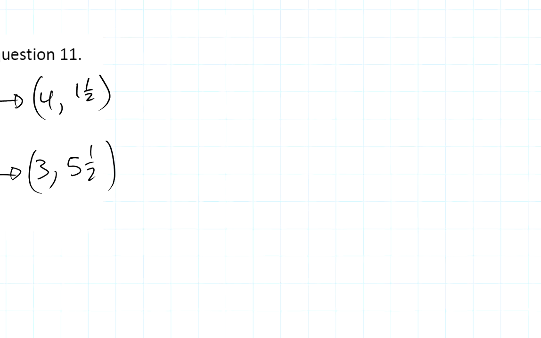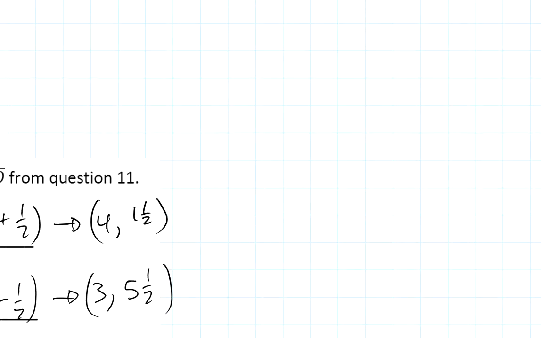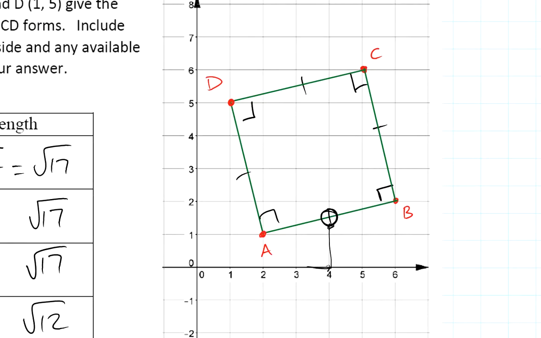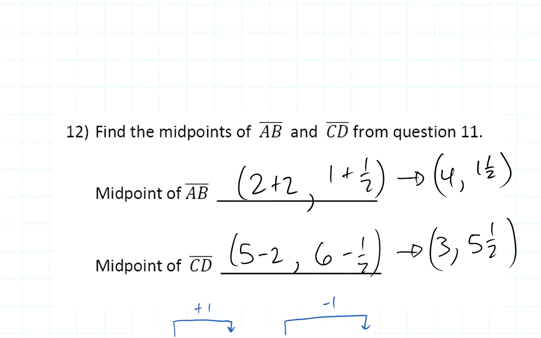The other one then, for CD, it should be 3 and then 5.5. So let's look at that. I'm going to go over 3 units, and then I'm going to go up 1, 2, 3, 4, 5, and there's 1/2. And I totally agree with that as well. So my midpoints are there.